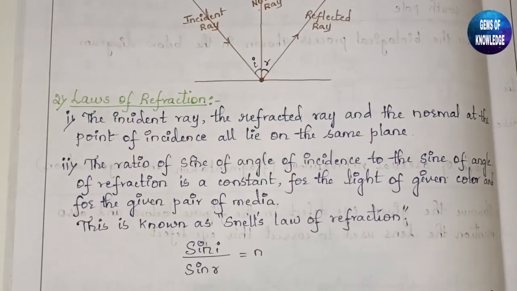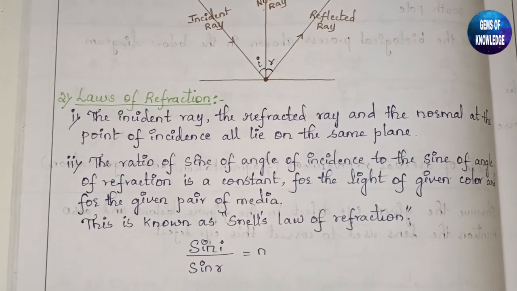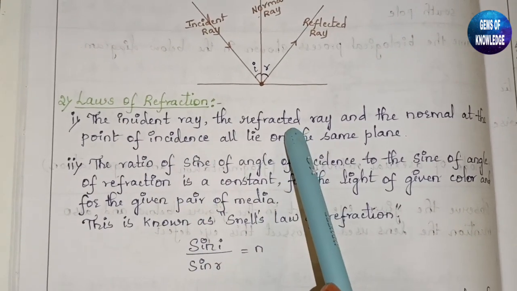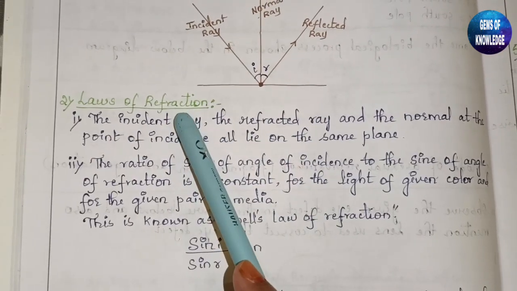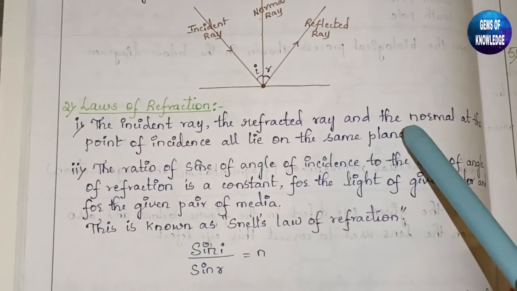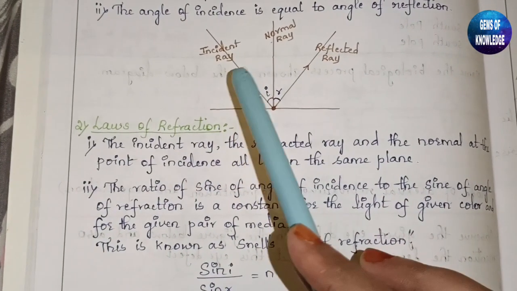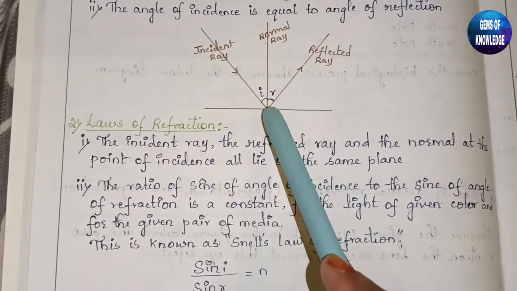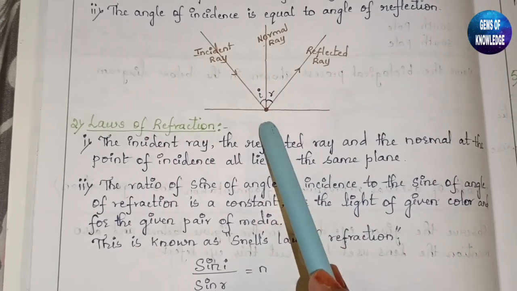Similarly, we'll go to another law, which is the law of refraction from the same light chapter. Here the first law is obviously the same: the incident ray, the refracted ray instead of the reflected ray, and the normal at the point of incidence all lie on the same plane. The same diagram won't apply here. This reflected ray will be the refracted ray. In case of a refracted ray, it won't come in the upward direction, instead it will bend in this direction.